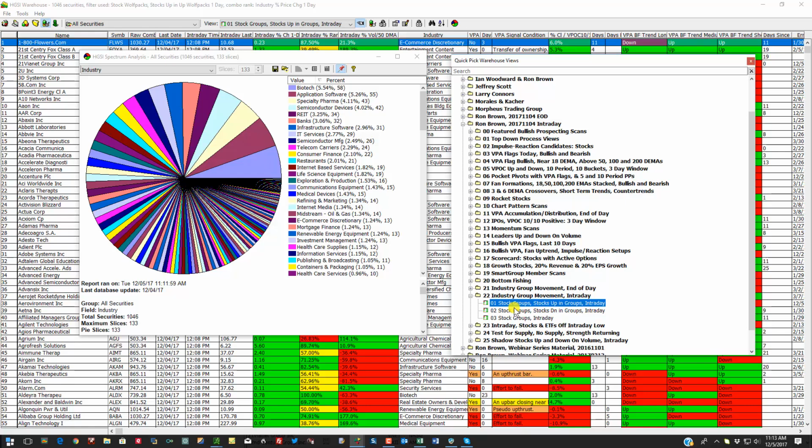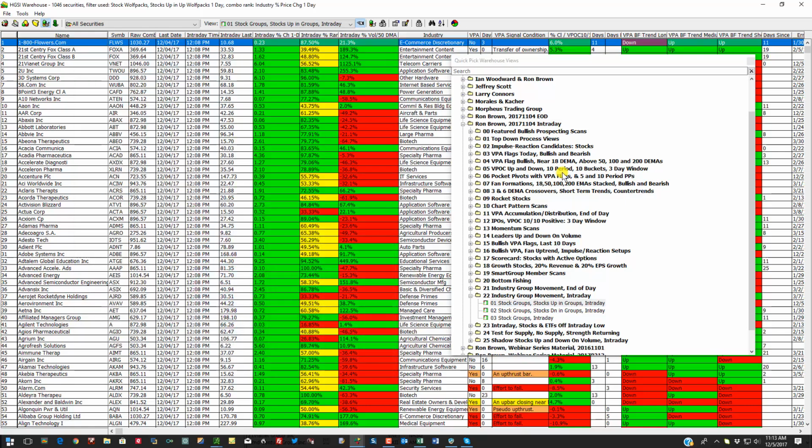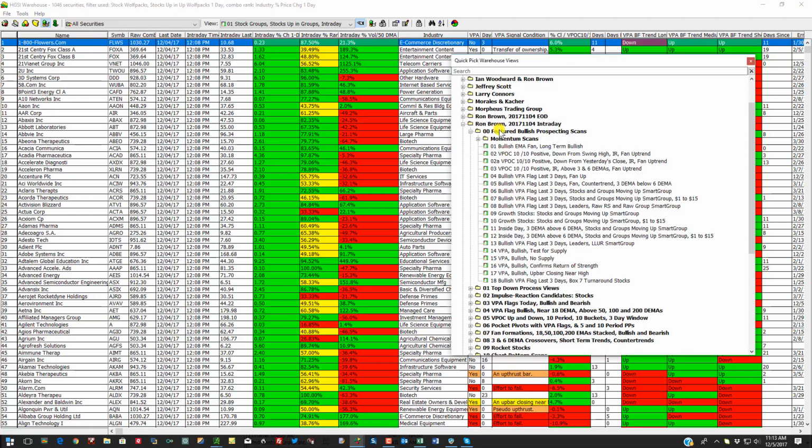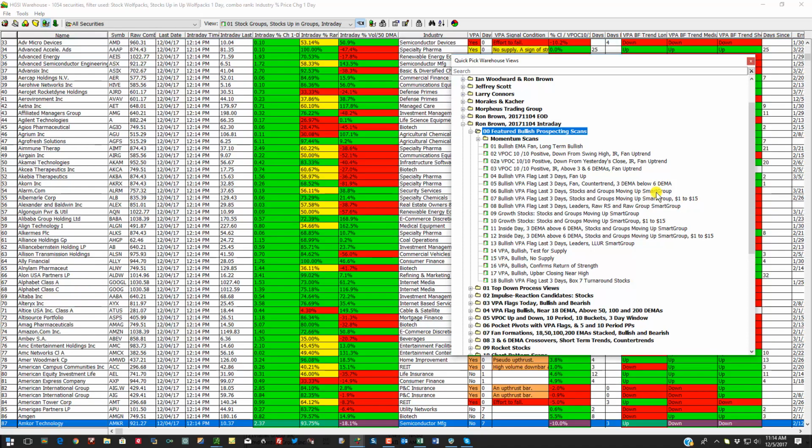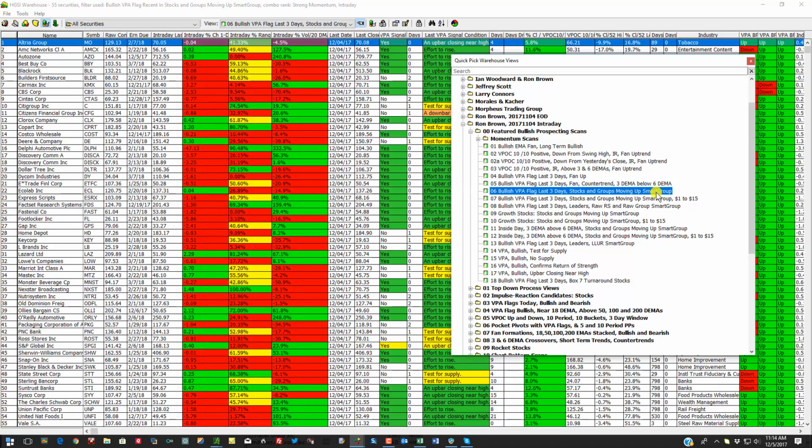Now I'm going to show you one more thing that I look at daily to determine what's moving, and I'm going to go into my featured bullish prospecting scans, and I'm going to go down to number 6 and number 7. What happens here is these use the smart groups, stocks and groups moving up, and stocks and groups moving up $1 to $15.